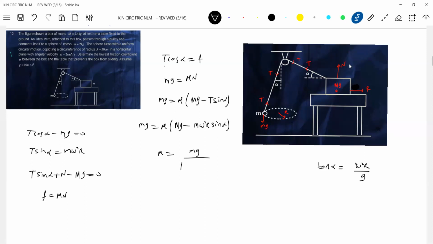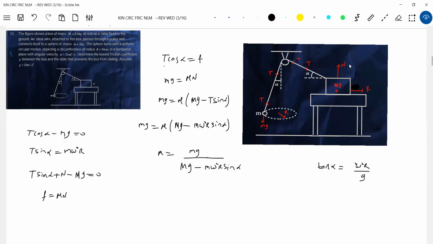Sir, you took mu N is equal to mg, sir. How did you take it like that? Which one? Mu N equal to the normal. Okay, sir. Yes, Mg minus T sin alpha it is. Mg minus small m.